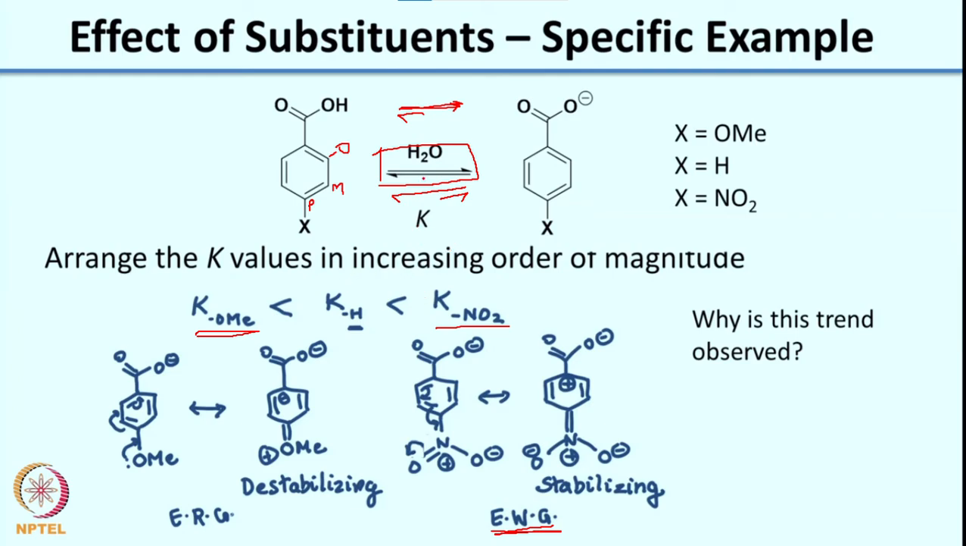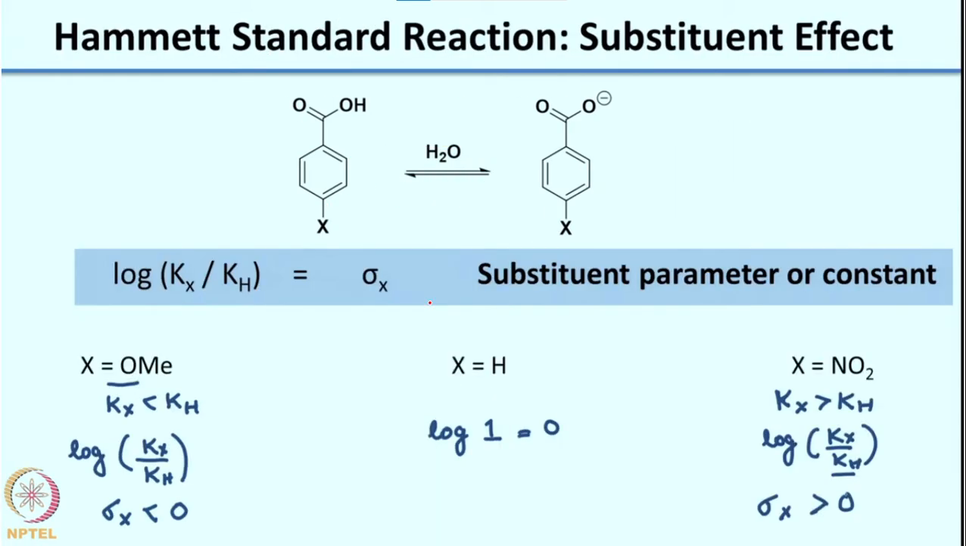Because it's giving an equilibrium more inclined towards the forward reaction, the right side, and in the OMe case it's destabilizing. That's why K for OMe will be the lowest one. So this is a trend. So this is a Hammett standard reaction and substituent effect.